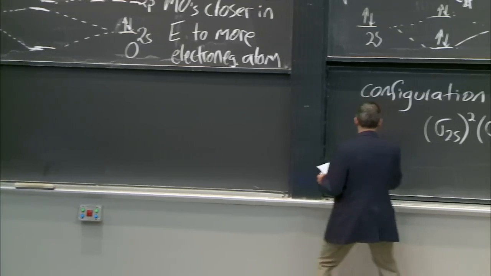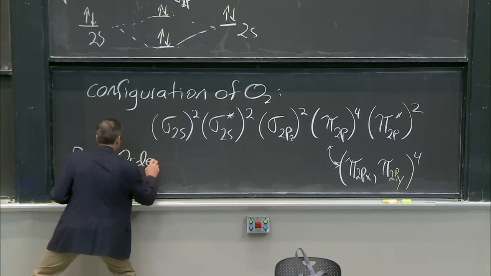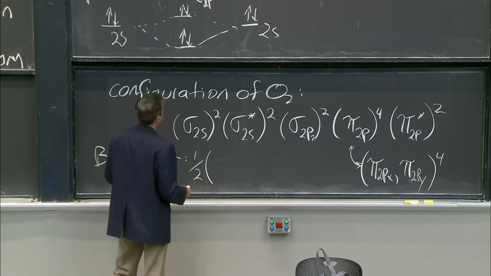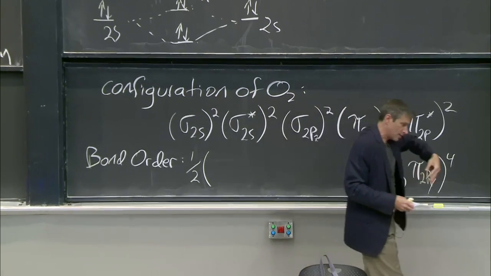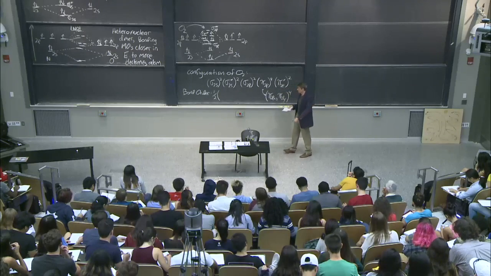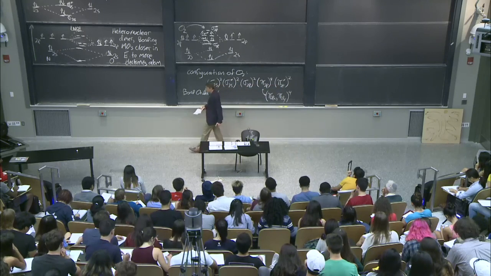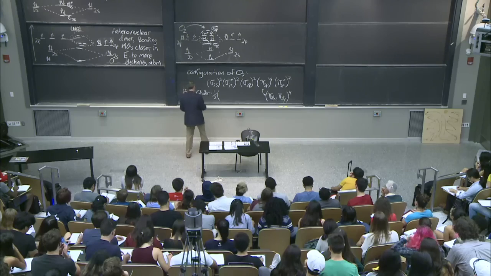And so for the bond order, here you would have a half times, and remember, the bond order is all of the bonding electrons minus antibonding electrons divided by 2, right? And if it's 0, it's not a stable molecule. If it's greater than 0, it's stable. And the higher the bond order, the higher the bond strength, right? So that's also from Friday.